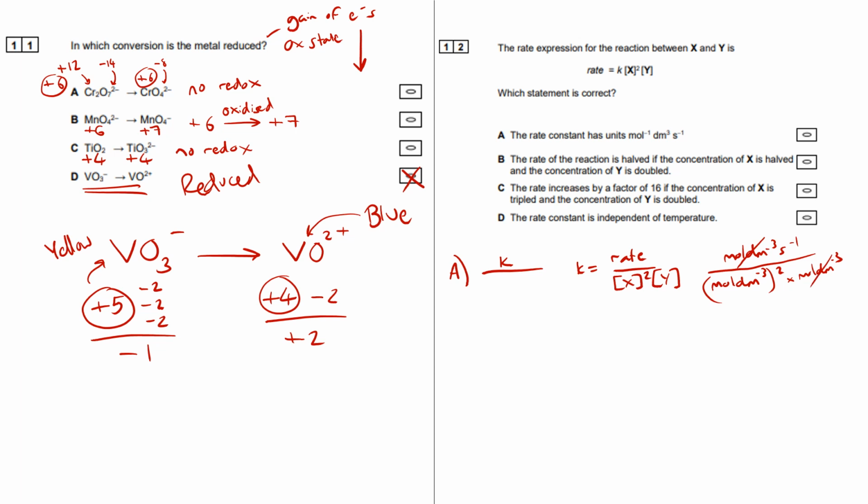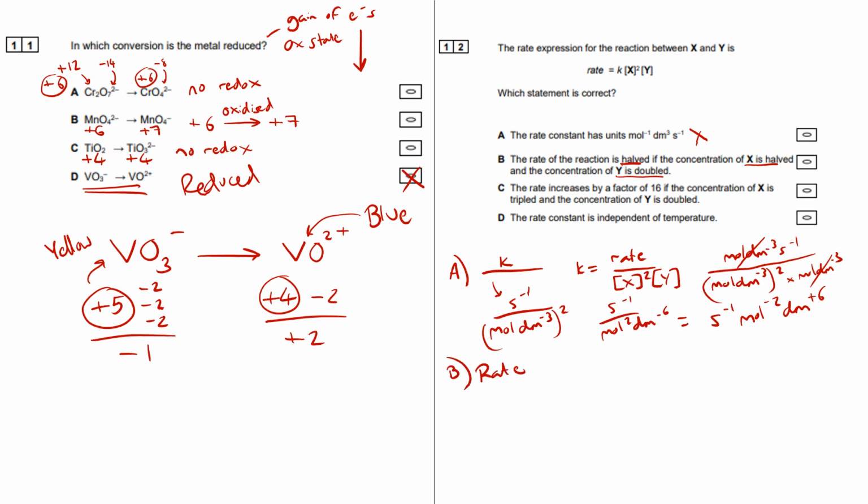Statement B, the rate of reaction is halved if the concentration of X is halved and the concentration of Y is doubled. So what's going to happen to the rate, this is statement B, if X is halved, then the rate is going to divide by 2 squared or divide by 4. If Y is doubled, then the rate will also double because it's first order. So Y doubling will double the rate.